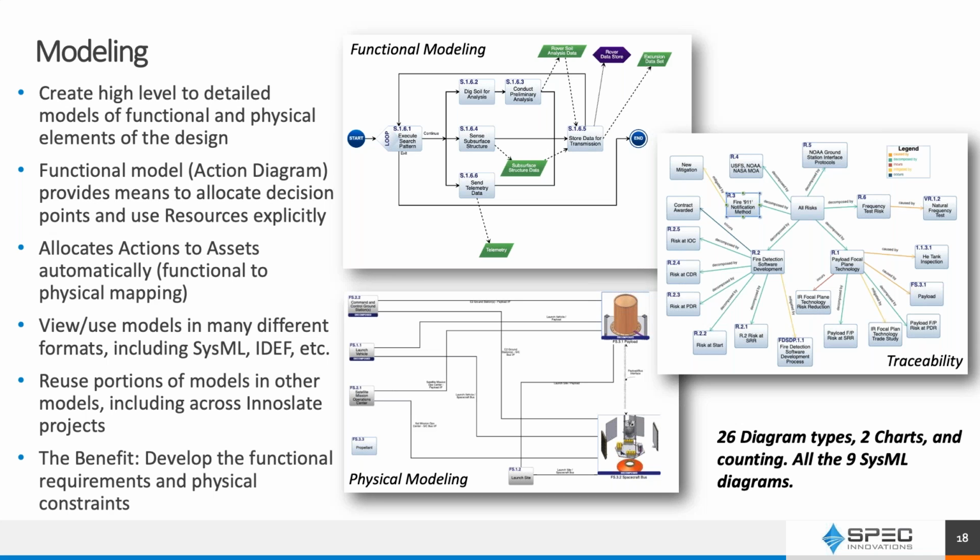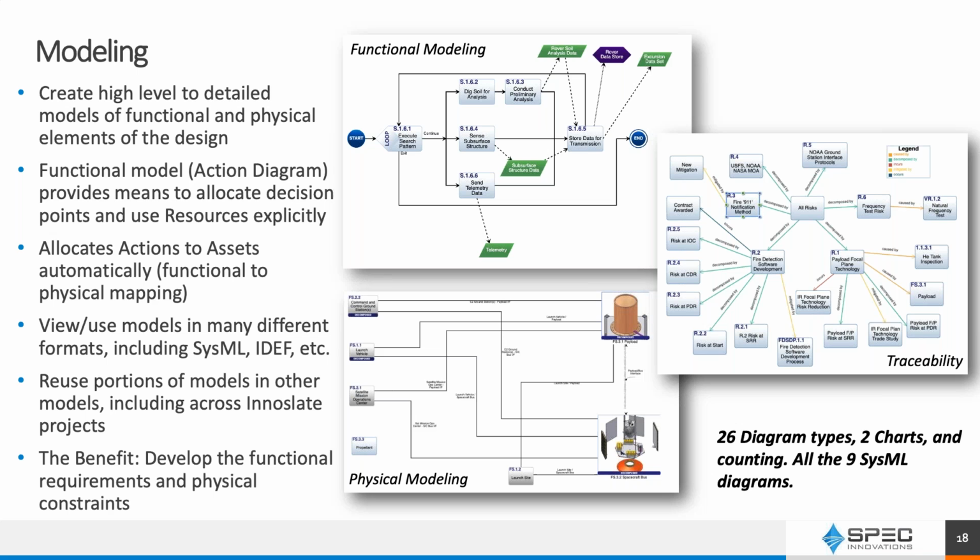And you can see it's labeled with the functional modeling up top. In this case, we can also allocate actions to assets. And like I mentioned before, assets perform actions as part of the ontology relationship. And basically you can automatically allocate the action to an asset, which is functional to physical mapping.